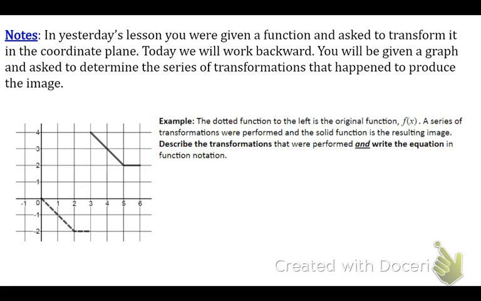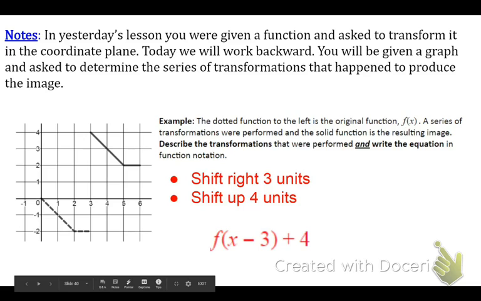Okay, so today we're going to write in words what's happening. So first we would write right 3 units and then up 4 units. And then using our notation, remember we have a times f of x minus h plus k. We're going to need to fill in all of that information. So h is going to be 3, so I'll have f of x minus 3, k is 4, and then plus 4. So that's what we're going to be doing today, is writing these 2 pieces of information.